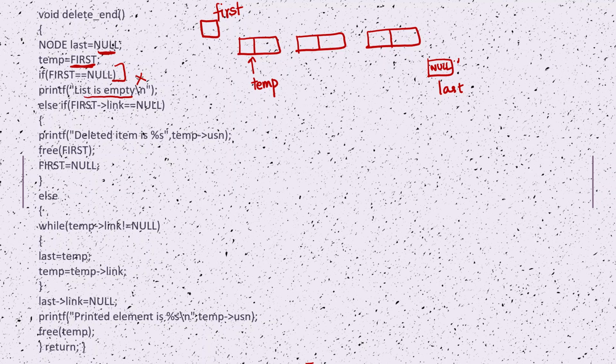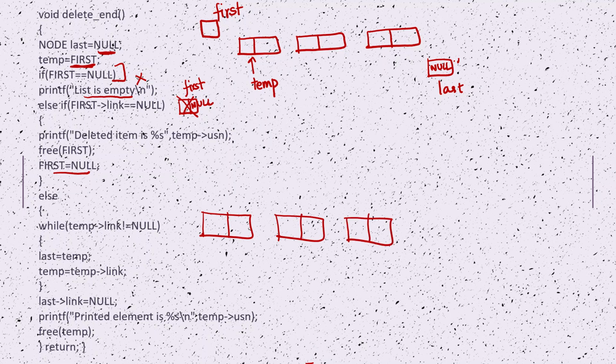Else, if there is only one node in your list, so if the first of link, first of link means this part. Okay, we'll take this as first. That is your temp. If this is equal to null, if I delete this, then your list will become empty. That is what it is saying. So if you delete that item, first will become null. Else, that means some nodes are already there.